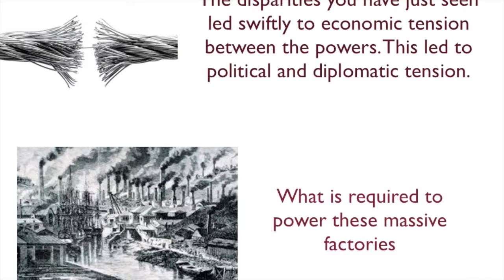So the disparities we're starting to see in terms of who's producing what and how quickly and how far led swiftly to economic tension between the powers. This led to political and diplomatic tension. So this disparity between industrialization, the amount of money being made, the amount of weapons, the amount of metal, the amount of ships, lead to political and diplomatic tension between these big countries, particularly Germany, Britain, France, Russia, particularly Austria-Hungary is starting to look at it as well.